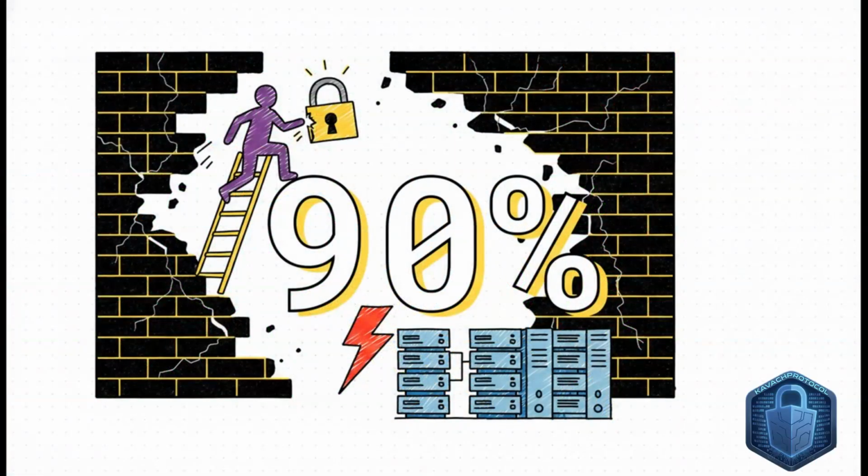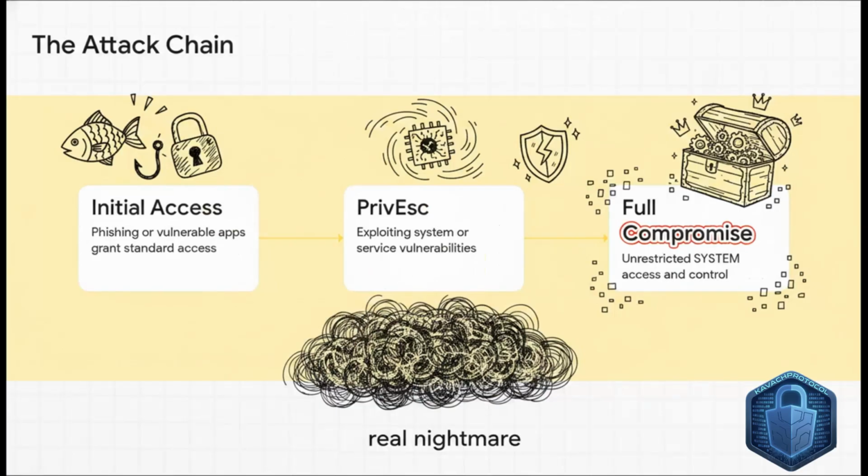Right off the bat, here is a statistic that should honestly keep you up at night. 90% of successful breaches involve privilege escalation. You know, organizations spend millions of dollars building these massive digital walls, firewalls, strict email filtering, expensive endpoint protection, all trying to stop attackers from getting that initial foothold. But the crazy thing is, they often completely neglect what happens after an attacker actually sneaks past the perimeter. Because practically speaking, most attacks follow this exact three-step chain.